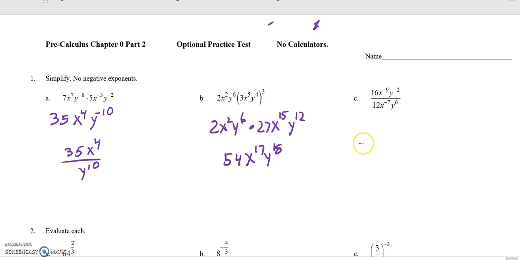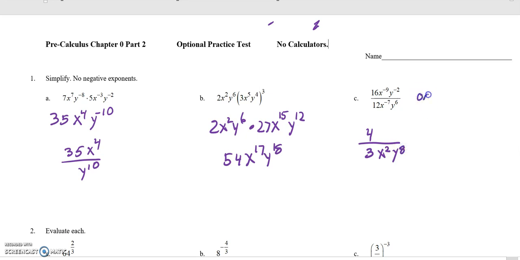Over here, I want to reduce. I need to subtract the exponents. On the bottom, it's a bigger number, so -7 minus -9 is x squared. Bigger on the bottom, 6 minus 2 is 8.